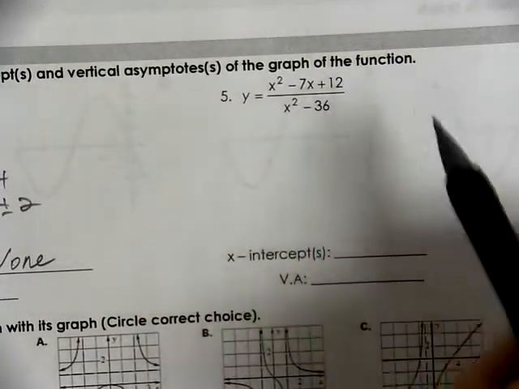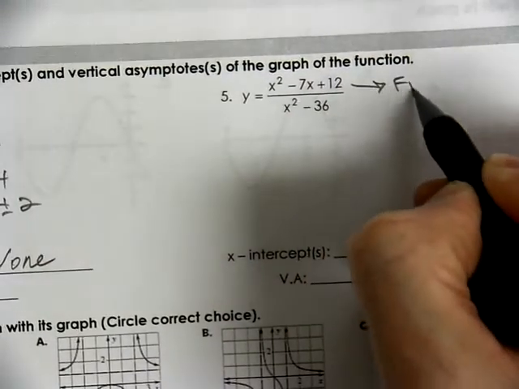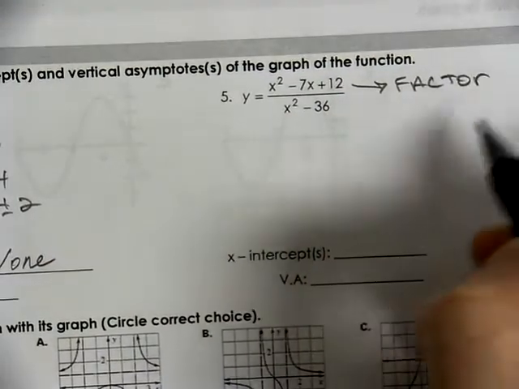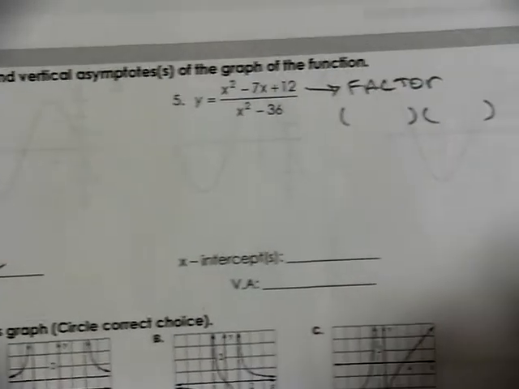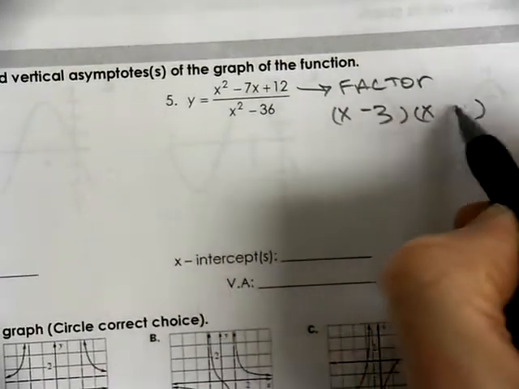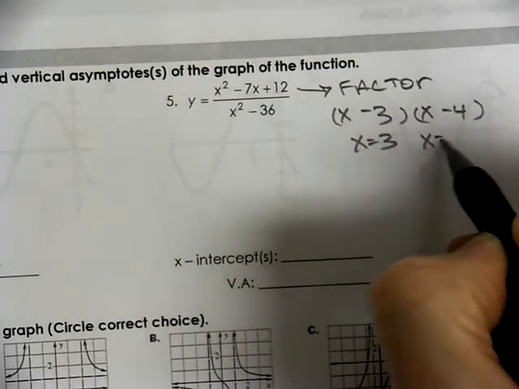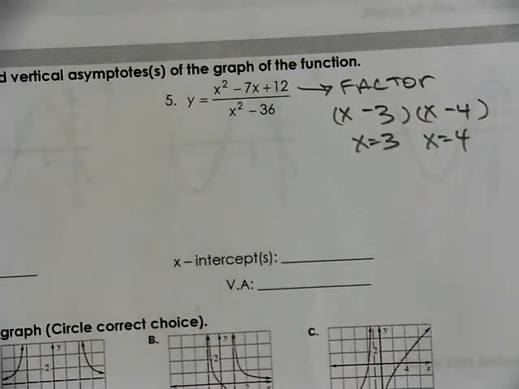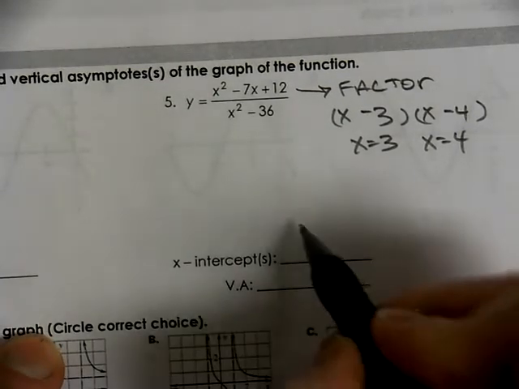In this case, we're looking for your x-intercepts. So we are going to factor. We're going to get x minus 3 and x minus 4. So x equals 3, x equals 4. There's going to be two locations where this graph crosses the x-axis, at 3 and at 4.